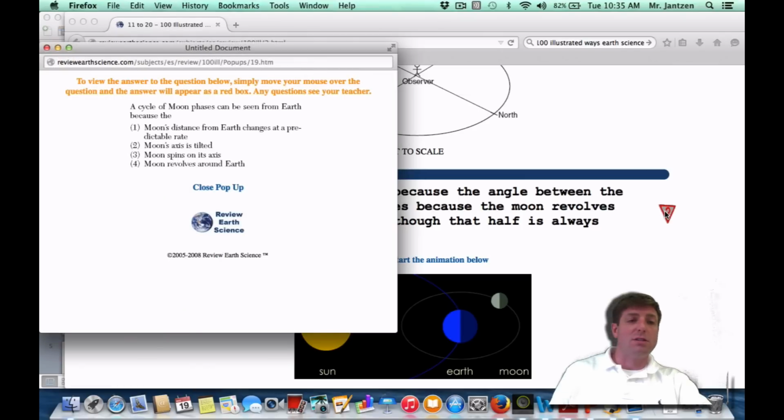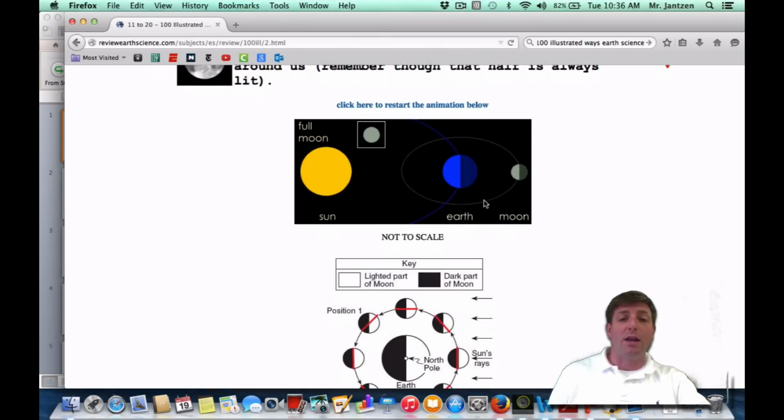So the question states, a cycle of moon phases can be seen from Earth because why? The moon's axis is tilted, the moon spins on its axis, the moon revolves around Earth, or the moon's distance from the Earth changes at a predictable rate. Once again, the revolution of the moon around the Earth is going to cause the phases, or choice 4.